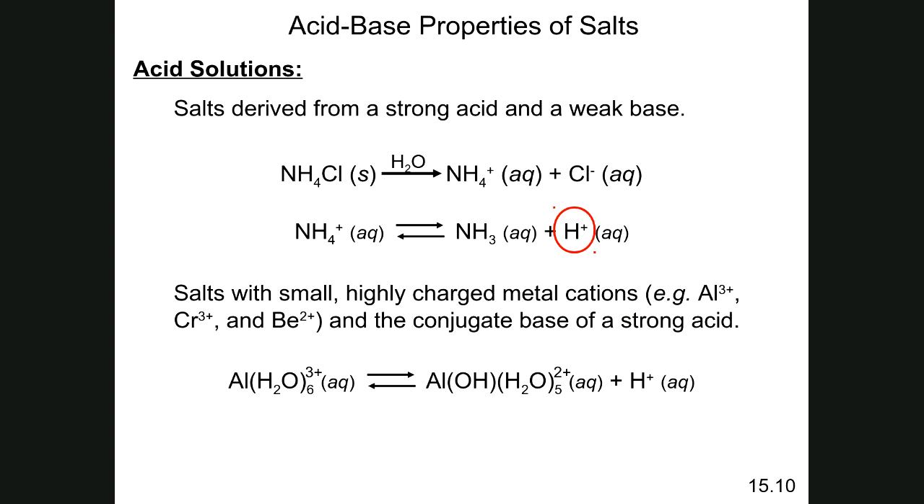So with a strong acid and a weak base, your solution is going to be acidic. It's coming from a strong acid and a weak base. The part that is coming from the weak one is going to hydrolyze, and when it does hydrolyze, it can give up a proton and make the solution acidic.